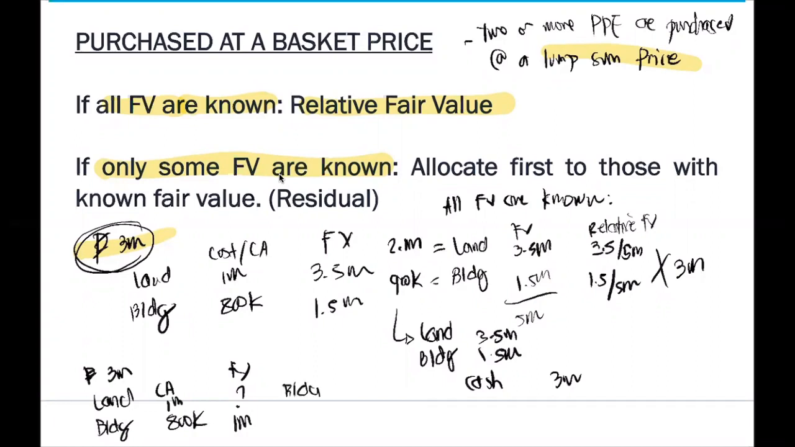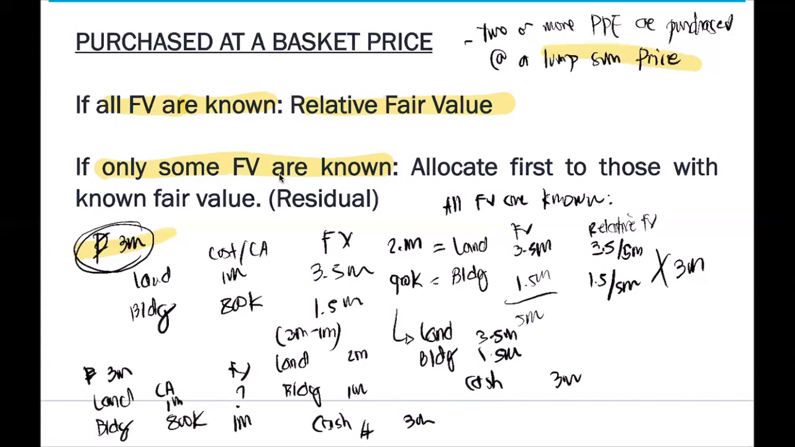So you debit building with the known fair value 1 million. Since we paid 3 million, whatever is the residual, that is for the land. So what is the residual? 3 million less 1 million, 2 million. Okay? So if ever it is purchased at the basket price, you look whether all fair values are known or only some fair values are known. So relative fair value and residual.